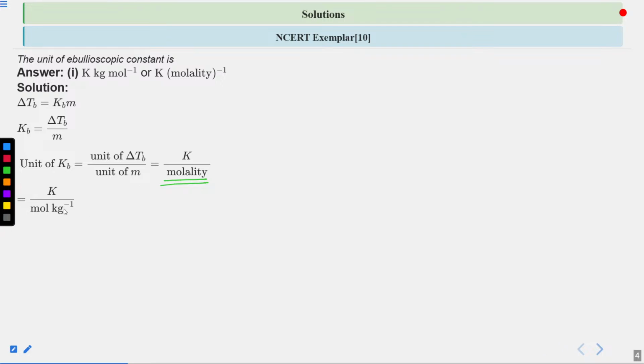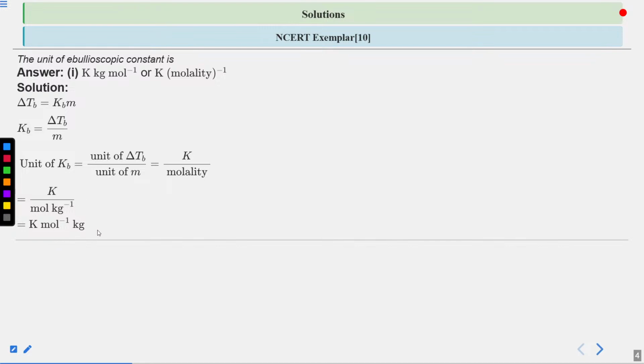If you take this mole in the numerator, the minus 1 in the power will be there, and the kg minus 1, when it goes in the numerator, gets removed, and it will become kg. The minus 1 will be removed because it is coming in the numerator.